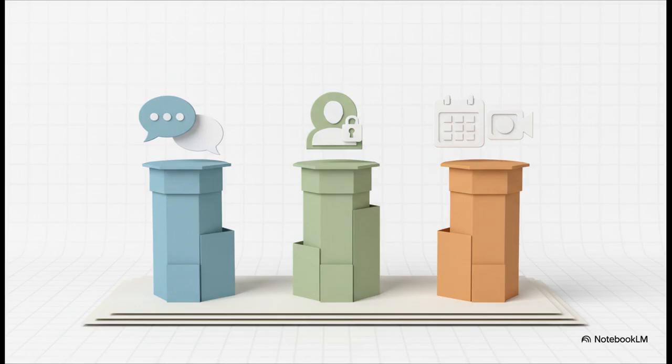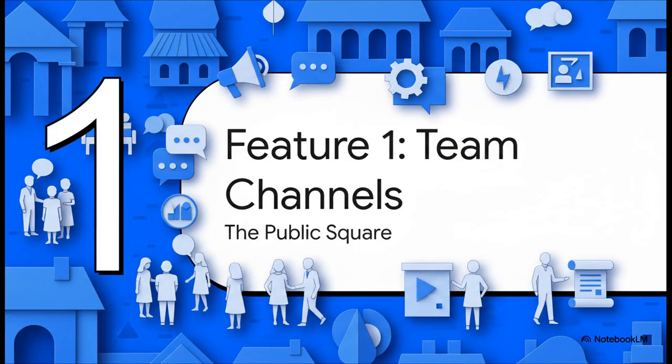Okay, let's dive into the first one. First up, we've got team channels. The best way to think about this is like the main public square for a specific group of people you work with. It's where all the project discussions and big group announcements happen right out in the open for everyone on that team to see.